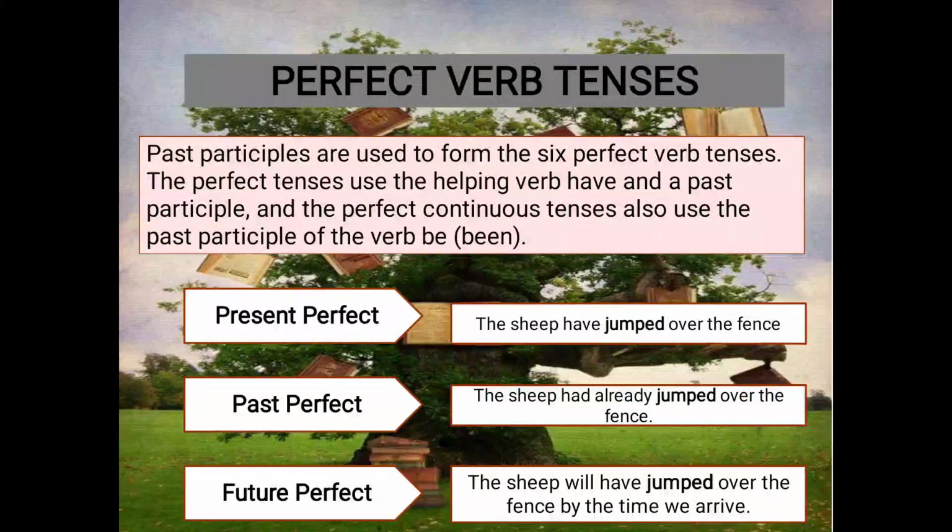Present perfect: the sheep have jumped over the fence. Past perfect: the sheep had already jumped over the fence. Future perfect: the sheep will have jumped over the fence by the time we arrive.